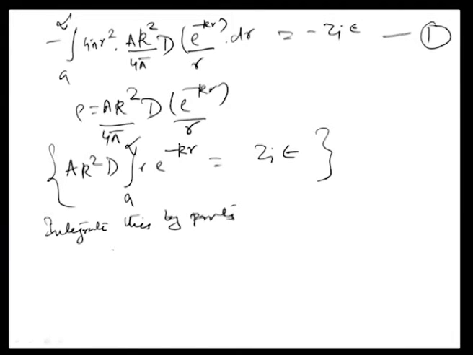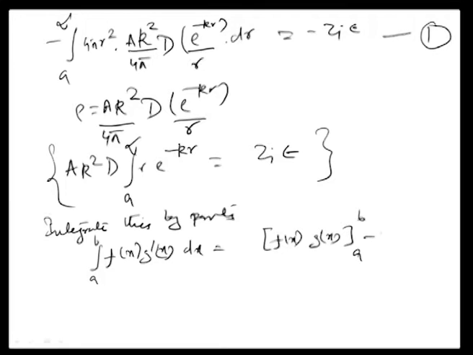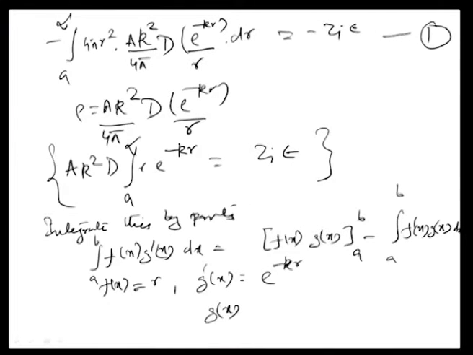As we know, the formula of integration by parts is the integral from a to b of f(x) g'(x) dx equals f(x) g(x) between the same limits minus the integral from a to b of f'(x) g(x) dx. Here, f(x) equals r, and if we assume g'(x) as e to the power of minus kr, that means g(x) can be equal to minus e to the power of minus kr by k.